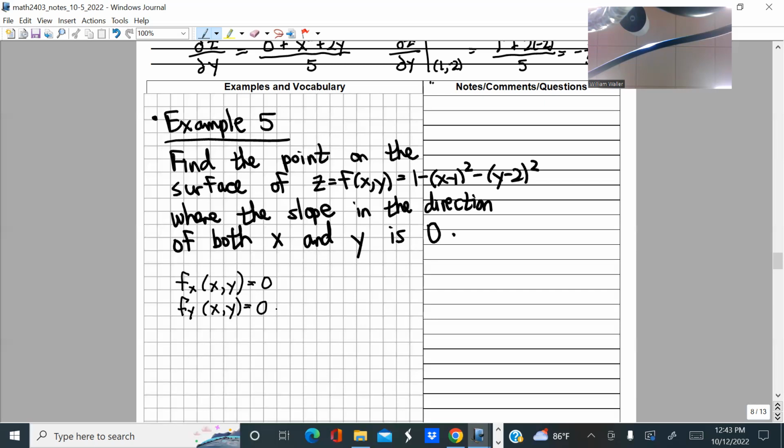Be very careful about your equation. It's not that hard. Remember, do not expand the (x minus 1) squared or the (y minus 2) squared. You don't need to expand that for the differentiation. You could, but it's not necessary.